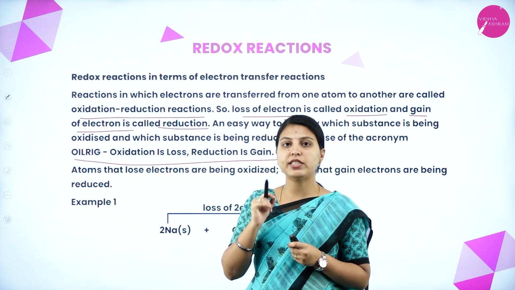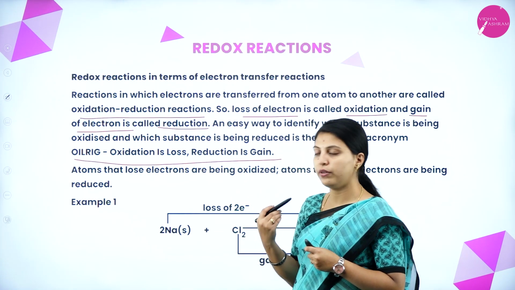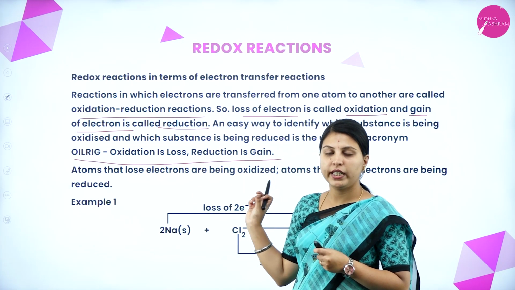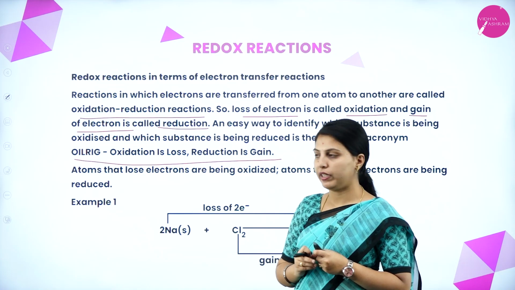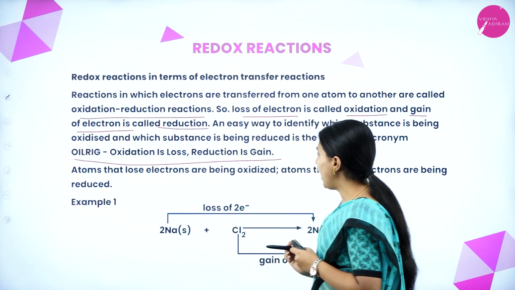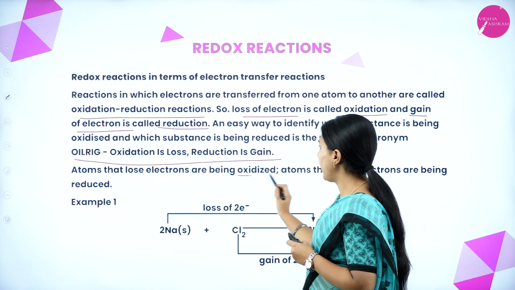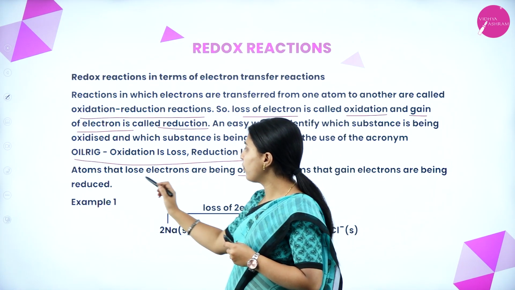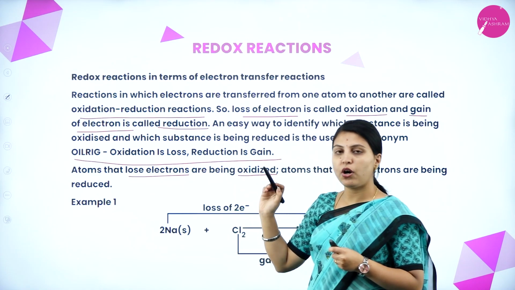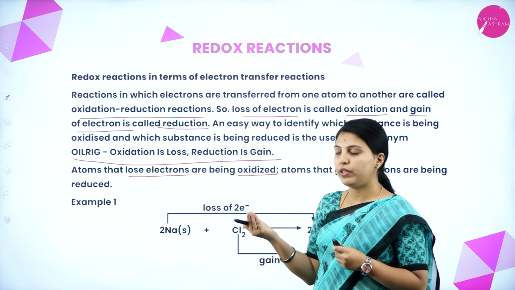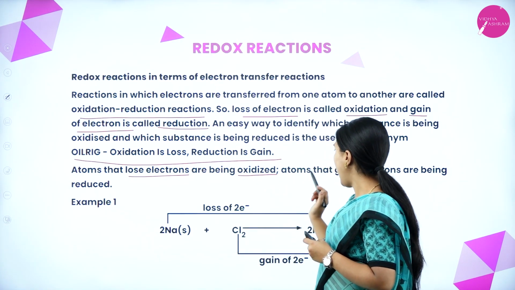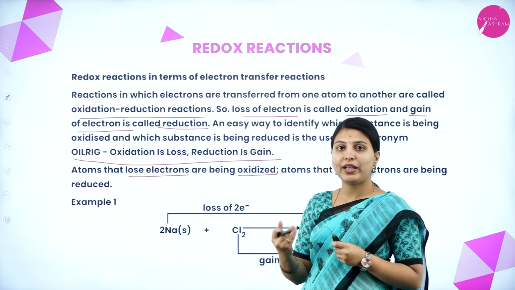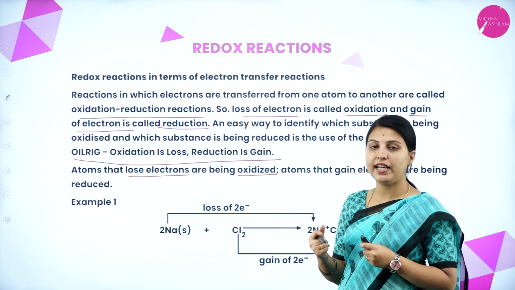If you know this overall trick, you are able to identify which is oxidized or reduced. Atoms that lose electrons are being oxidized. From whichever substance or element the electrons are lost, that atom or element is considered oxidized. Atoms that gain electrons are being reduced. Whichever substance gains the electrons is considered reduced.